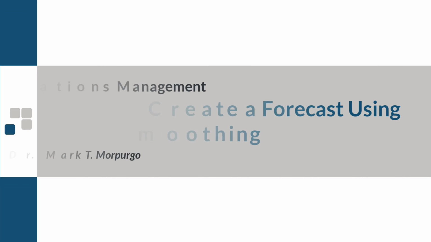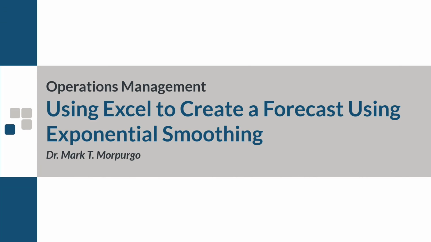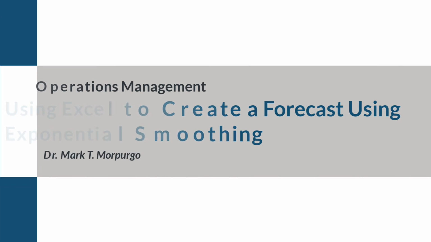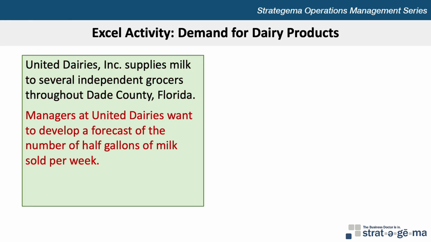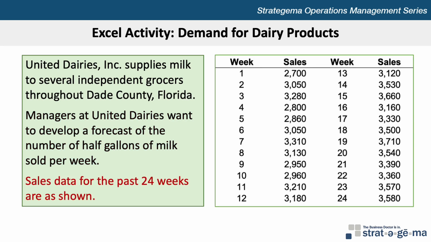This problem walkthrough video will demonstrate how to use Microsoft Excel to create an exponentially smooth forecast model for predicting demand for dairy products. Here's the data for our problem. United Dairies Inc. supplies milk to several independent grocers throughout Dade County, Florida. Managers at United Dairies want to develop a forecast of the number of half gallons of milk sold per week. Sales data for the past 24 weeks are as shown.